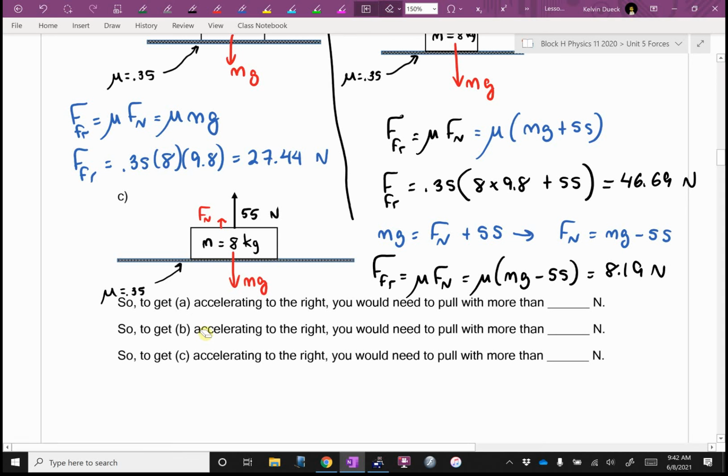So, look at situation A. If you wanted to get it accelerating to the right, you would need to pull with more than how many newtons? 27.44. If you wanted to get situation B accelerating to the right, you would need to pull with how many newtons? 46.6. If you wanted to get situation C accelerating to the right, you would need to pull with more than 8.19. And then in real life, you would notice, oh, I don't have to keep pulling quite that hard. I can ease up a tiny bit. But I'm not going to distinguish that on a test. Friction is going to stay constant.